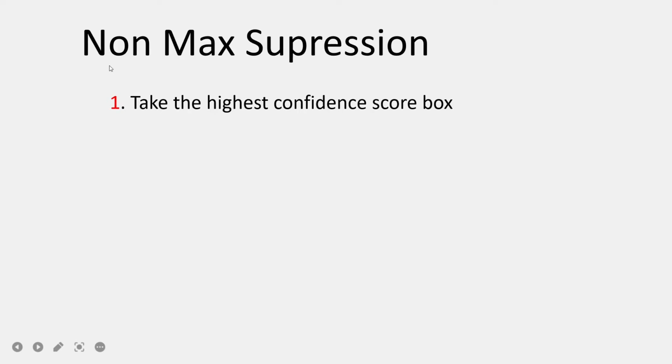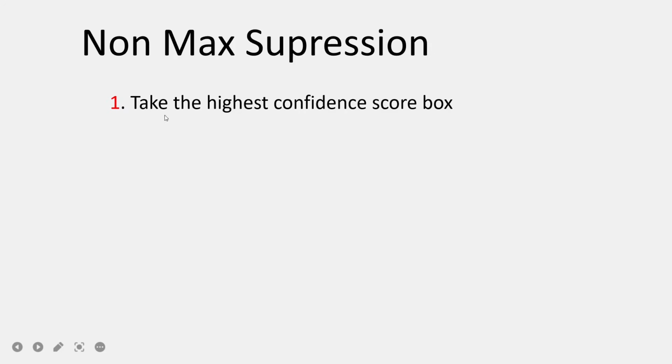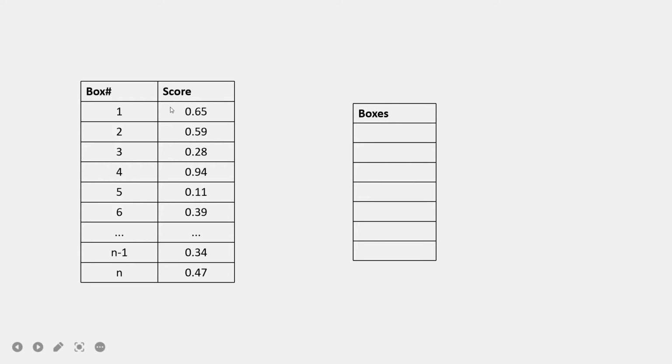The first step of the algorithm is to take the highest confidence score box. Let's say this is from some different example, I'm not using the 2 dog example. Let's say we have got certain boxes and each box obviously has a score. This is our final boxes, this is what we will be taking as output. So the first step was to take the highest confidence score box. If you see over here, 0.94 is the highest, which means our fourth box is the highest. So we will take this one.